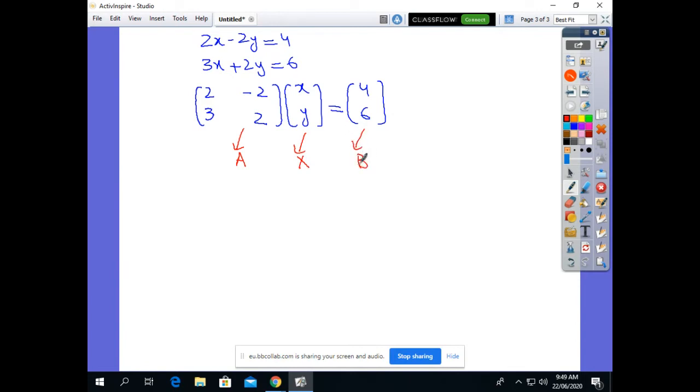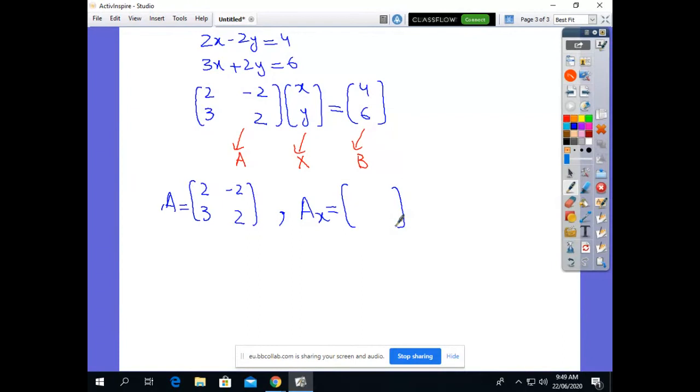But here we only consider the matrix A. We write three other matrices. How do we write these three matrices? First of all, we write A equal to 2, negative 2, 3, 2. The second matrix we write is A with subscript X, that is AX.